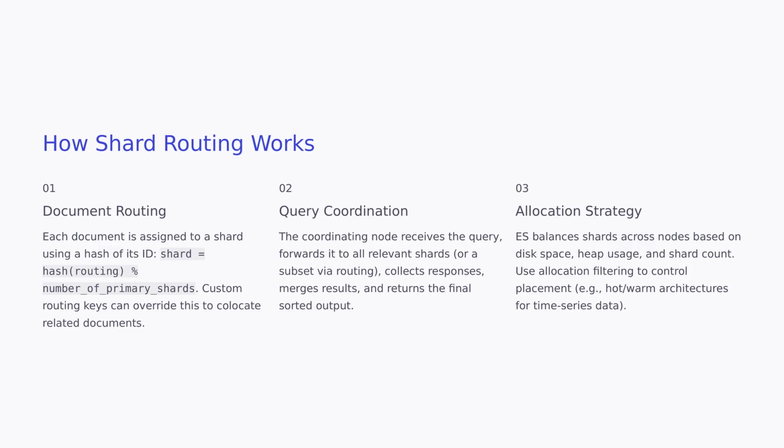Elasticsearch's allocation strategy intelligently balances shards across nodes, taking into account disk space, heap usage, and shard count. By utilizing allocation filtering, you can fine-tune placement for specific needs, like organizing hot/warm architectures for time series data. In a nutshell, shard routing streamlines operations and optimizes data distribution for enhanced performance.